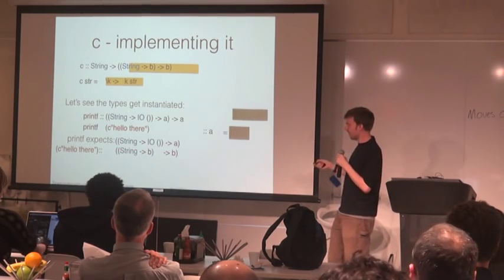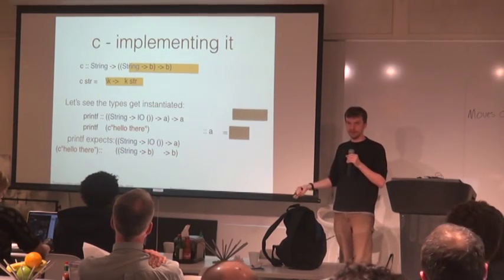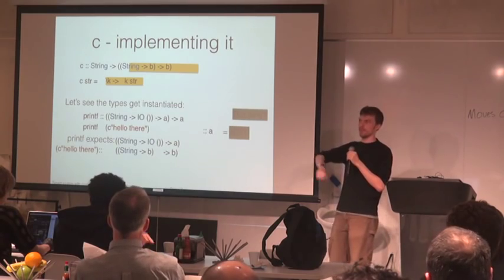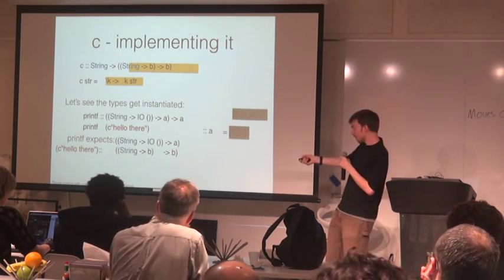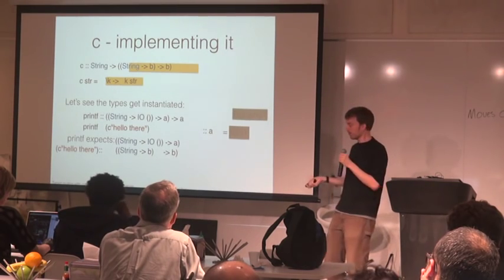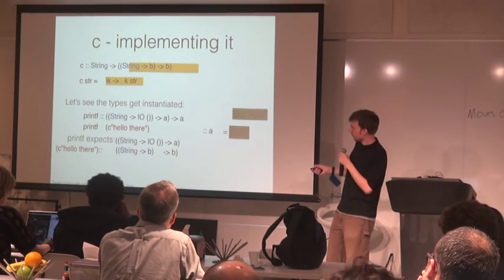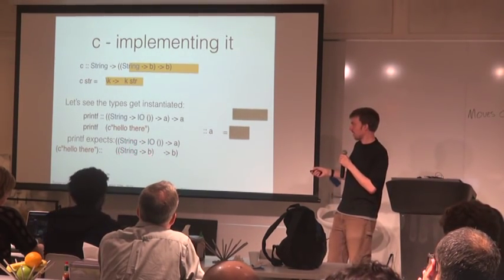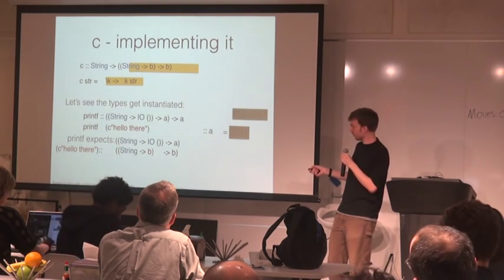And these types have to match. If they're not the same, it's going to be a type error. It's going to say, I expected this, but you gave me this instead. But as long as we can figure out an A and a B that make them match, then that's fine. The compiler's happy. And so in particular, string and string, that matches fine. This is an arrow, and that's an arrow. That's good. So those match.